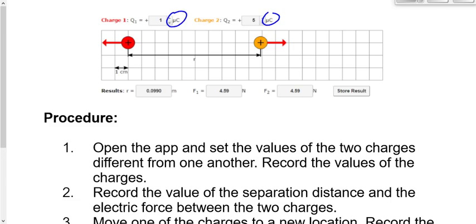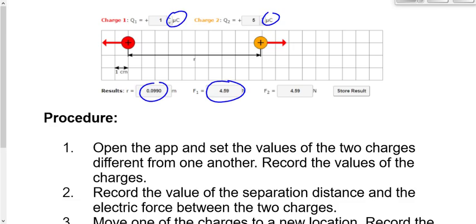Now, you're going to see here down at the bottom, there's an R value, which is the distance that separates the two charges. In this case, 0.0990 meters. You're going to record that value. You also see a value of force. In fact, there's two values of force, F1 and F2. They should be the same value, right? Because if object A applies a force on object B, B always applies an equal and opposite force on object A. You're going to record one of those forces. It doesn't matter which one, because they're both going to be the same.